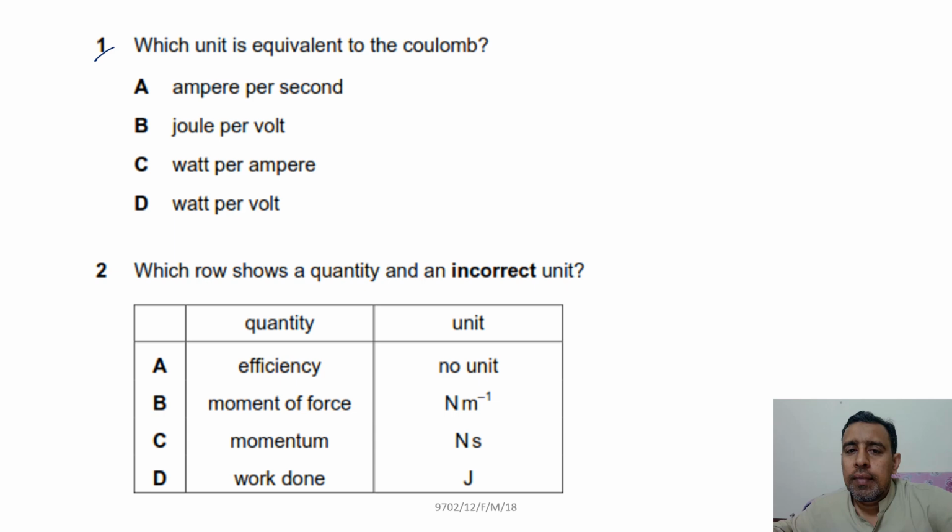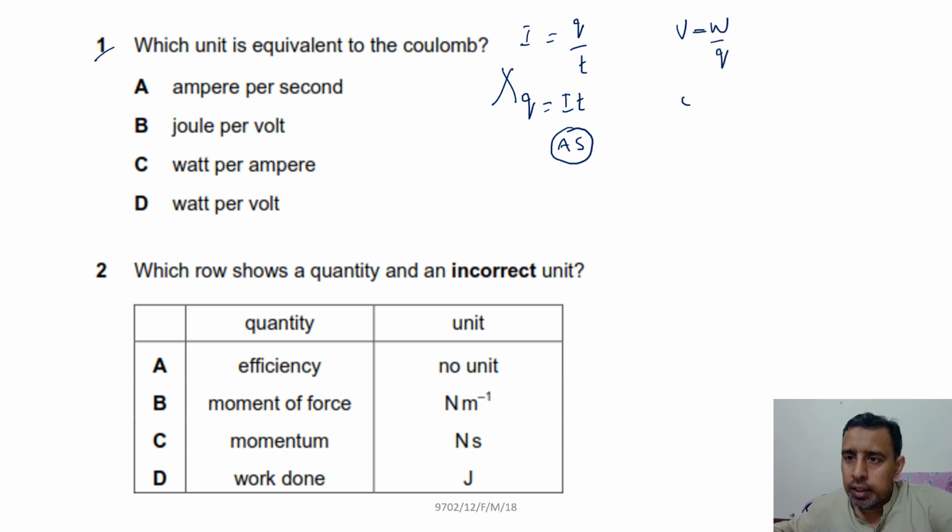In question number 1, the question is which unit is equivalent to the coulomb. To get the unit for the coulomb we have two relations. Number 1, I is equal to Q by T, then Q is equal to IT, meaning ampere second. But this option is not given here, so we have to choose another relation. V is equal to W by Q, then Q is equal to W by V. The unit of W is joule, it's work done, and the unit of V is volt. So joules per volt. That's why option B is correct.